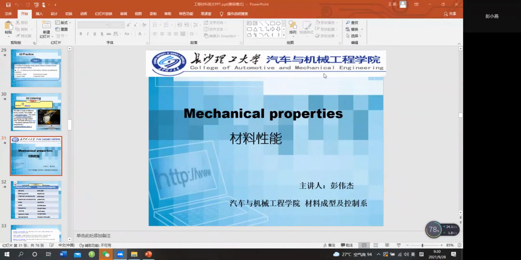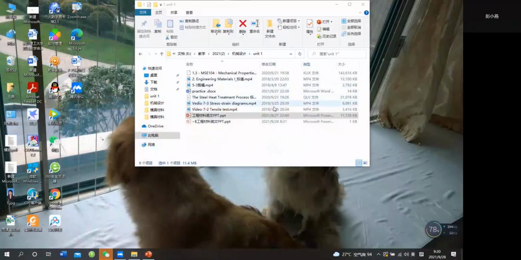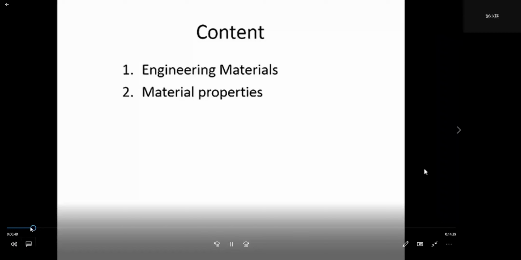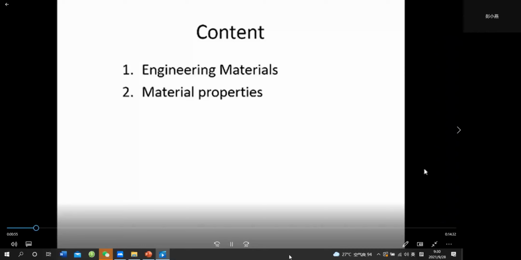Okay, let's begin. Let's review the engineering materials. We will introduce engineering materials usually used in manufacturing, and also we will discuss the material properties.